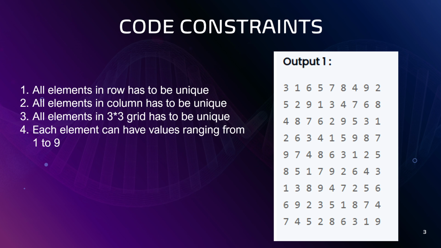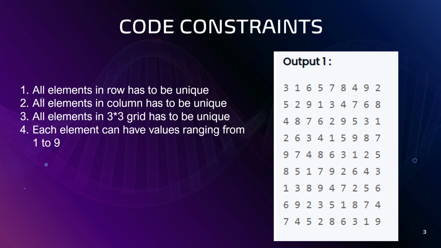And the second code constraint is that all elements in a column have to be unique. In all these 9 columns, we can observe that we couldn't find any repeating elements in each column. So this satisfies our second constraint. And our third constraint is that all elements in a 3x3 grid have to be unique. We are given a 9x9 board as an input. A 9x9 board consists of 9 3x3 subgrids, and our third constraint is that all elements in each 3x3 subgrid have to be unique.